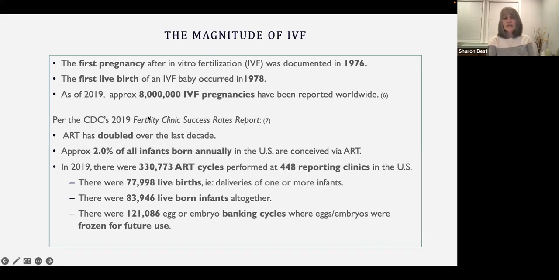For the CDC's 2019 fertility clinic success rates, so this is specifically going to be the United States, we know that artificial reproductive technology has doubled over the last decade. We know that 2% of infants born annually are born by ART. In 2019, there were about 330,000 artificial reproductive technology cycles performed in 448 reporting clinics in the US. We know this is a gross underestimate. And then you can look at the other stats, but they're staggering.